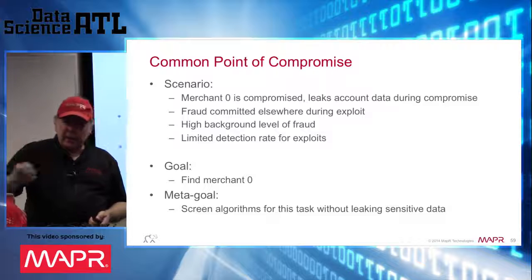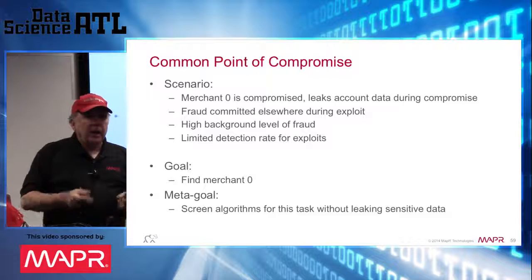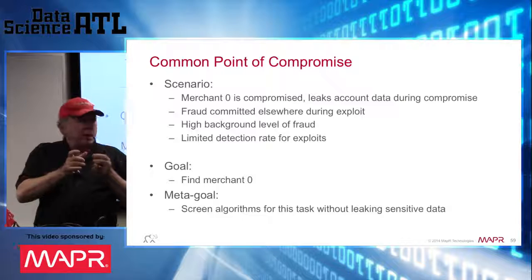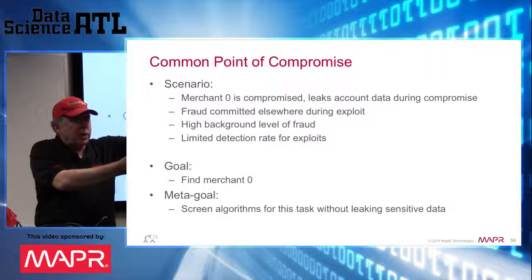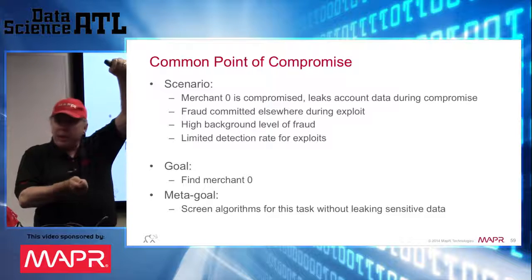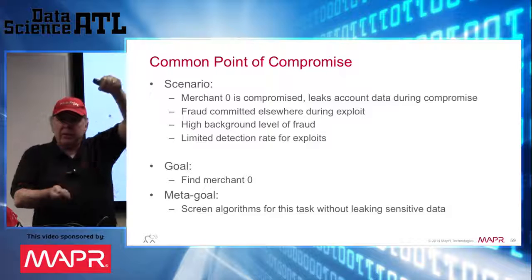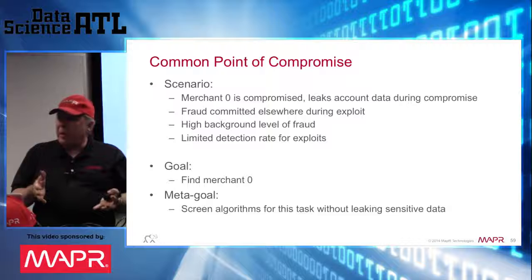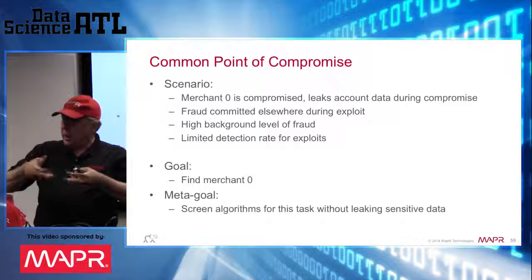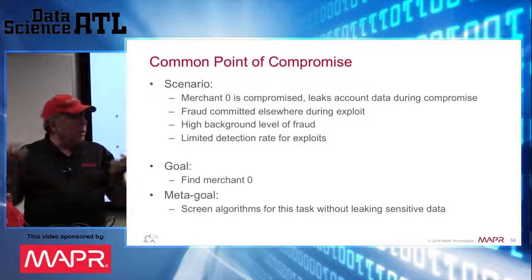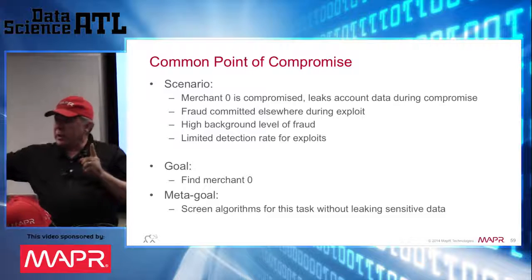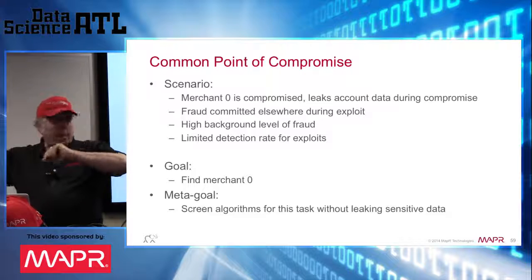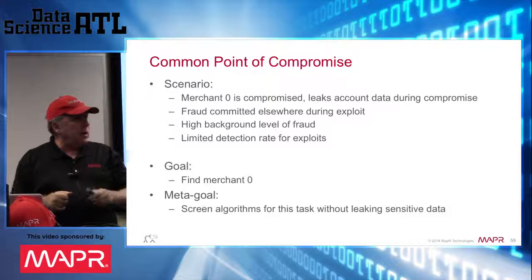So this is a simulated set of data here. And in this simulated data, merchant zero. You know, in epidemiology, the origin of the epidemic is called patient zero. But the origin of this fraud ring is called merchant zero here. Merchant zero has been compromised. For 3 days, accounts are being stolen there. Only a few hundred.